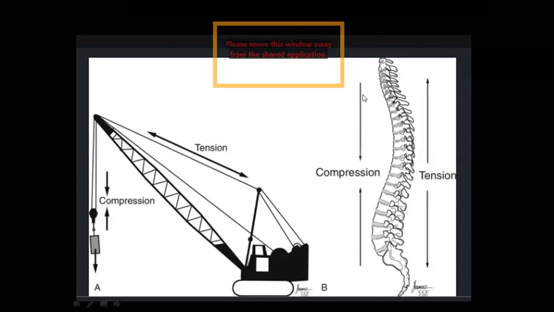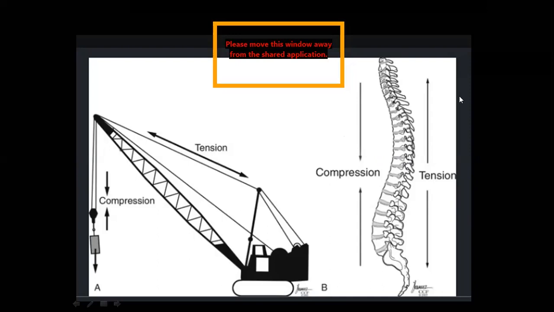So anteriorly, there is a compression force acting. Posteriorly, there is a tension force acting. This tension force is stabilized, supported or opposed by the posterior ligament structures like the interspinous ligament, supraspinous ligament, facet joint capsules, and ligamentum flavum. So when these posterior ligaments fail or are injured, there will be opening up of the posterior structures. Okay, anteriorly there is a compression force, posteriorly there is a tension force.